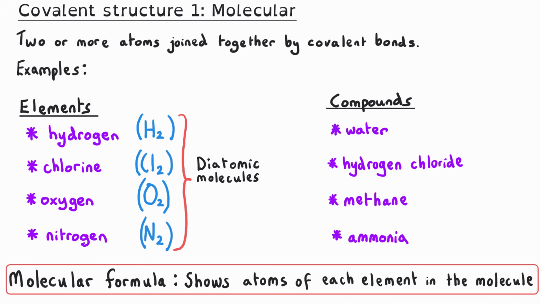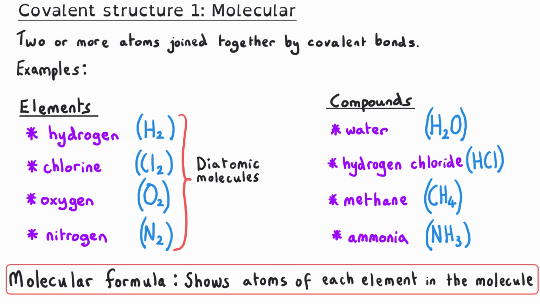The compounds are more complicated. Water is H2O, and that means it is made up of two atoms of hydrogen bonded to one atom of oxygen. Hydrogen chloride is HCl. Methane is CH4, meaning one atom of carbon and four atoms of hydrogen, and ammonia is NH3, one atom of nitrogen bonded to three atoms of hydrogen.